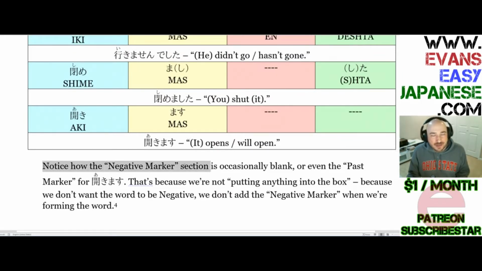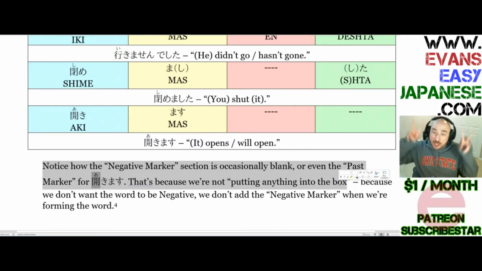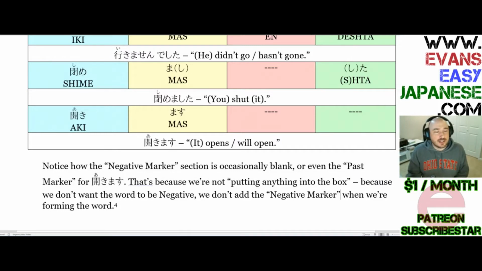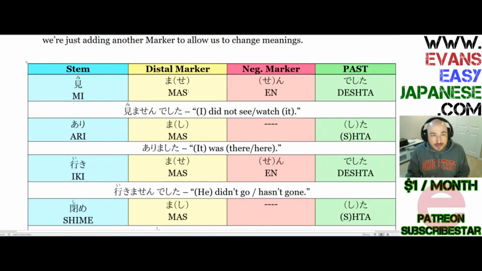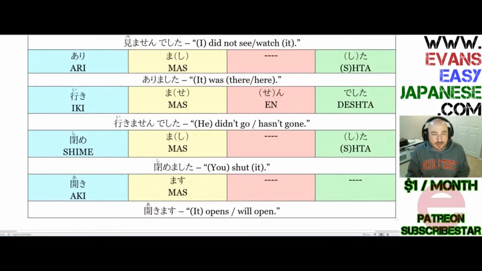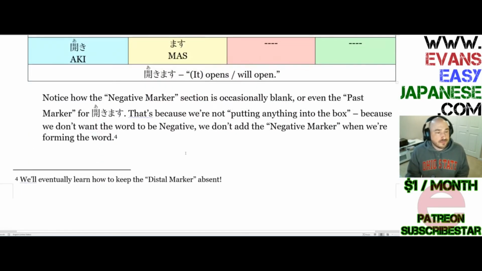Notice how the negative marker section is occasionally blank, or even the past marker for akimas. That's because we're not, quote unquote, putting anything into the box, because we don't want the word to be negative, so we don't use the negative marker when we're forming the word. We'll eventually learn how to keep the distal marker absent. Yeah, eventually we will leave this distal area absent. There is a way to do that, but that's going to be in the future. Okay. You're like, okay, why'd you bring it up, Evan?